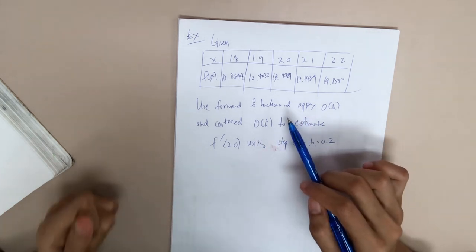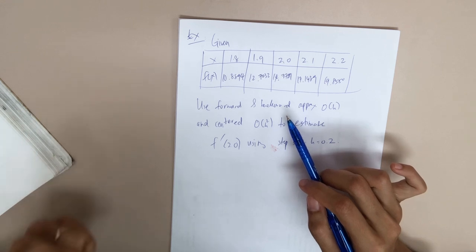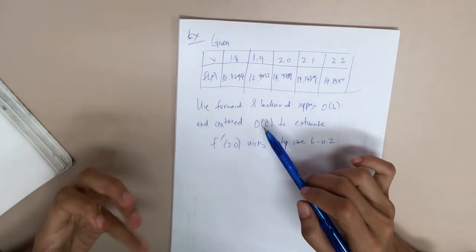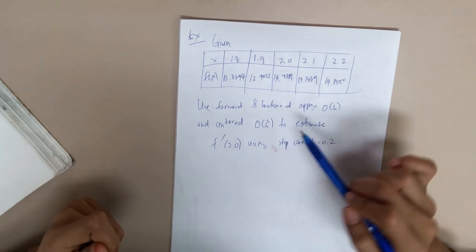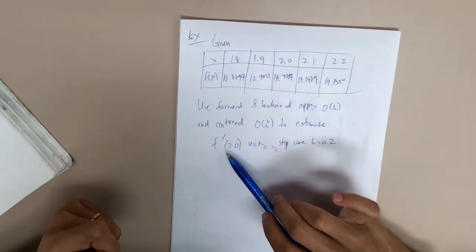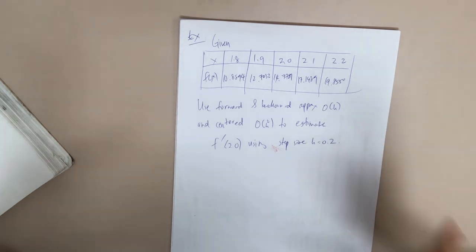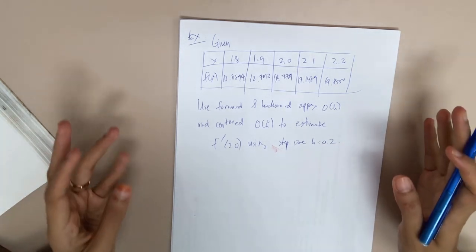So this means it is normal. All of these are normal, because the centered one is O(h squared). If the centered were O(h^4), then it would be high accuracy. Okay, to estimate f prime of 2.0 using the step size. So my question now, the first thing first, you need to identify whether this question asks you to do the first or second derivative.